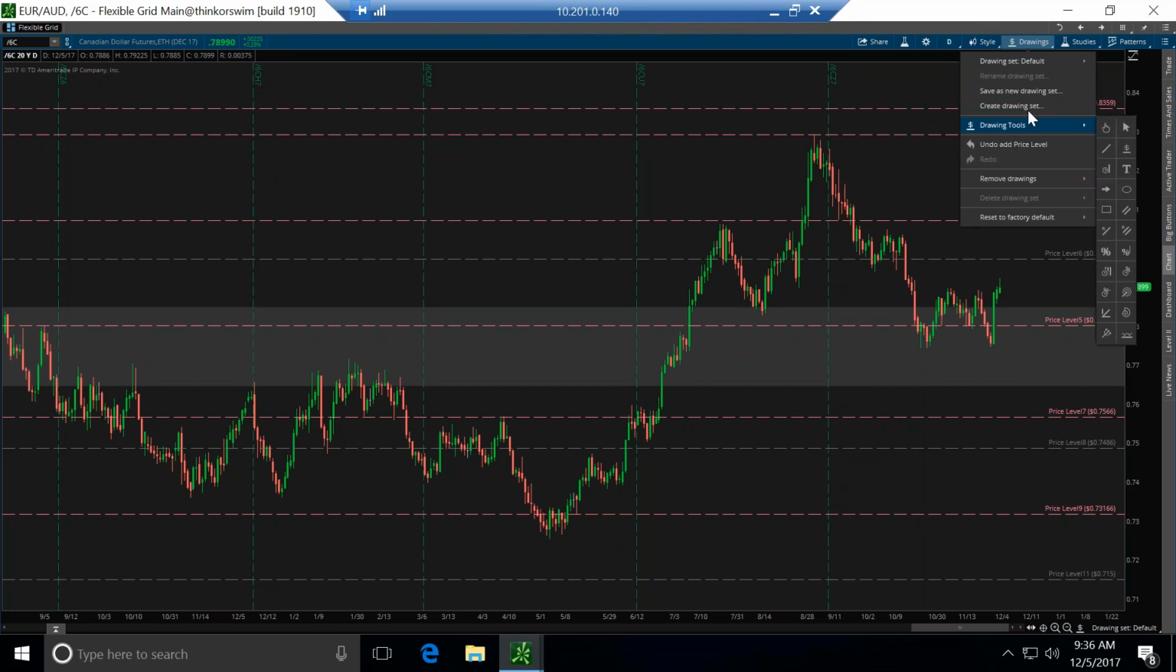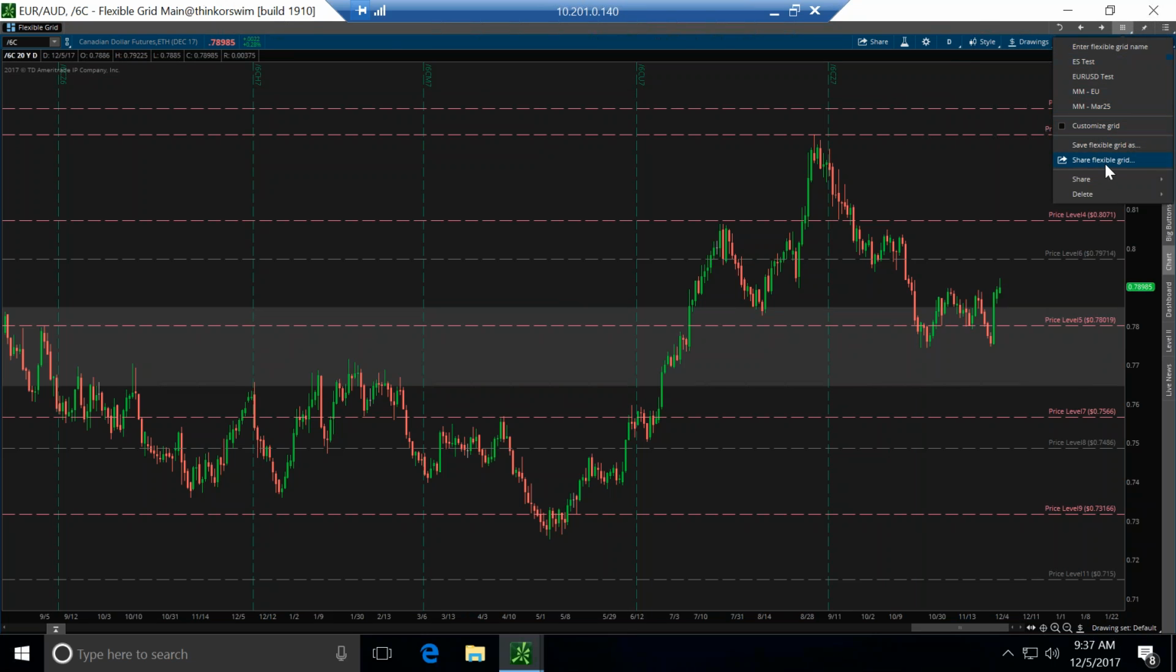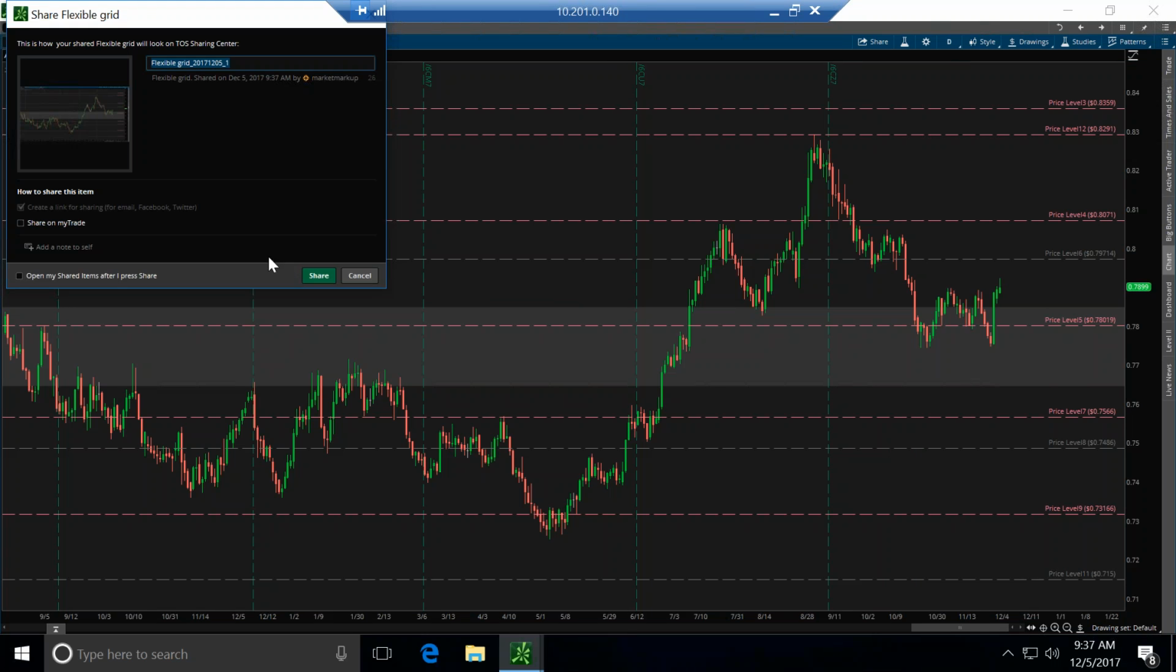You could save this drawing set. I don't like drawing sets. I hate what Thinkorswim did. You could save this drawing set, or you could do what I do, and I just keep a notepad. I'm not going to save this off on my notepad. I have too much on there already, and I need to clean it up today.